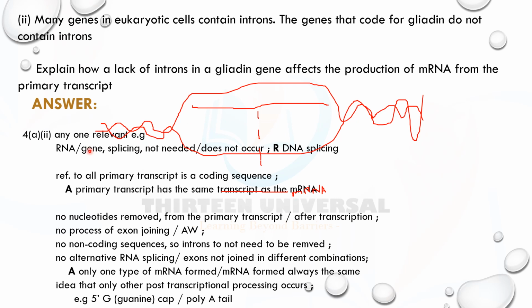Look at what the mark scheme says. RNA splicing not needed, does not occur. Reference to all primary transcript being coding sequence. No nucleotide removed from the primary transcript, because there are no introns after transcription. No process of exons joining, no non-coding sequence, so introns do not need to be removed. Or any alternative wording: only one type of mRNA formed, or that the post-transcriptional event does not occur. So there's no need for all of that.